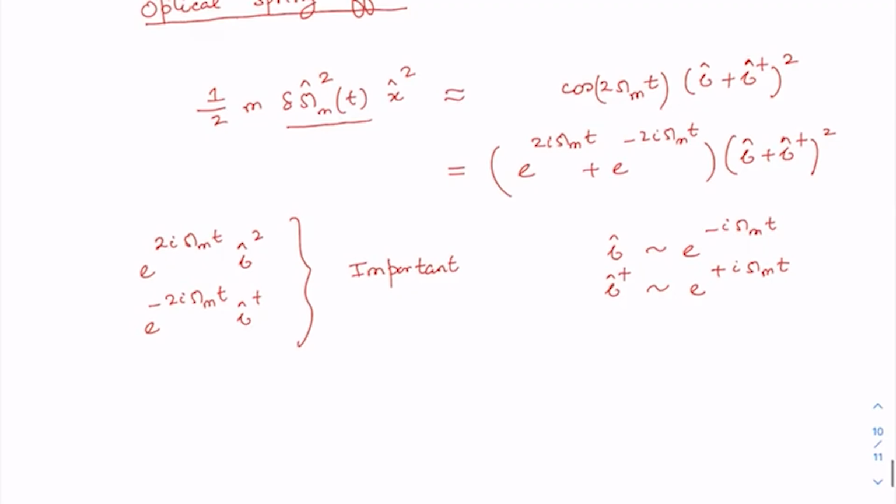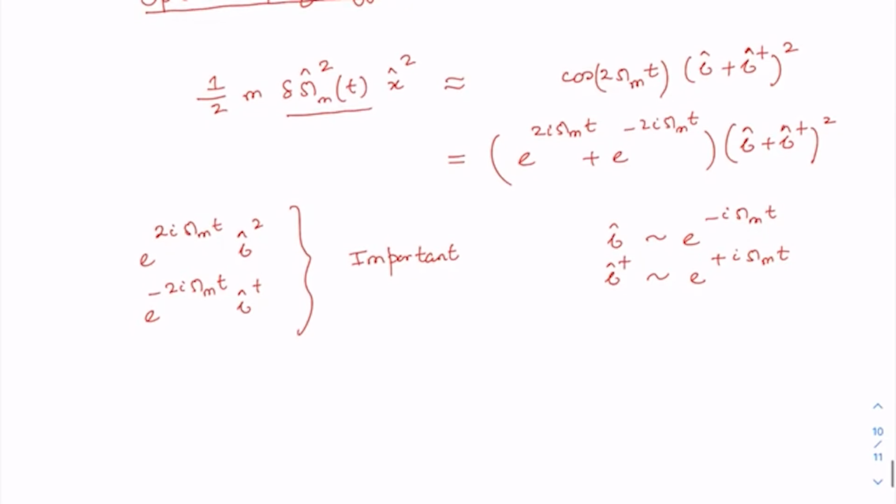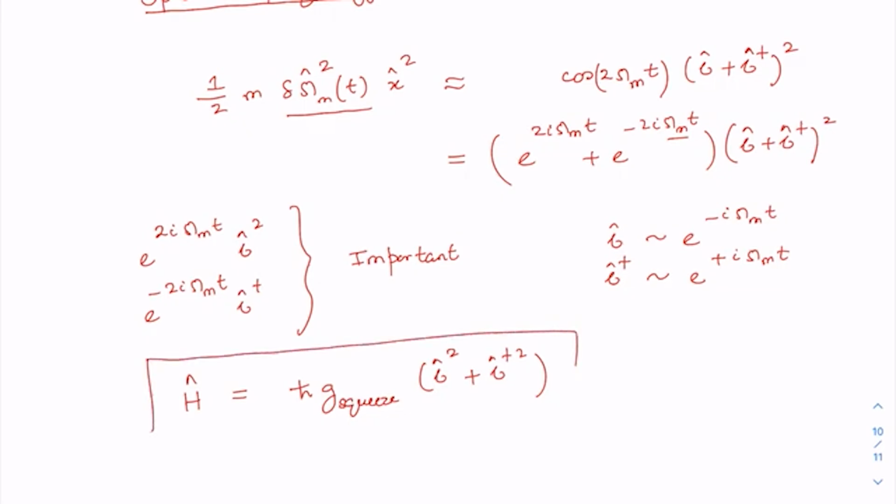Using the rotating wave approximation and going over to a rotating frame which is rotating with the frequency omega m, we can write our Hamiltonian by gathering all the other constants and putting them under this term, h cross z. Let us say this is the squeezing parameter, and we will have b square plus b dagger square. This is the Hamiltonian which must be familiar to you, and this Hamiltonian is going to give us squeezing. I hope you get the main idea.